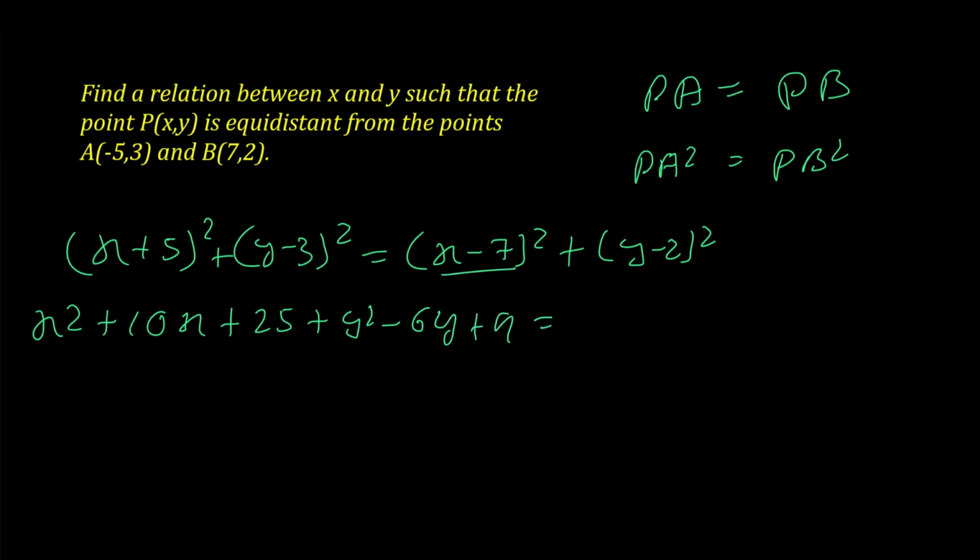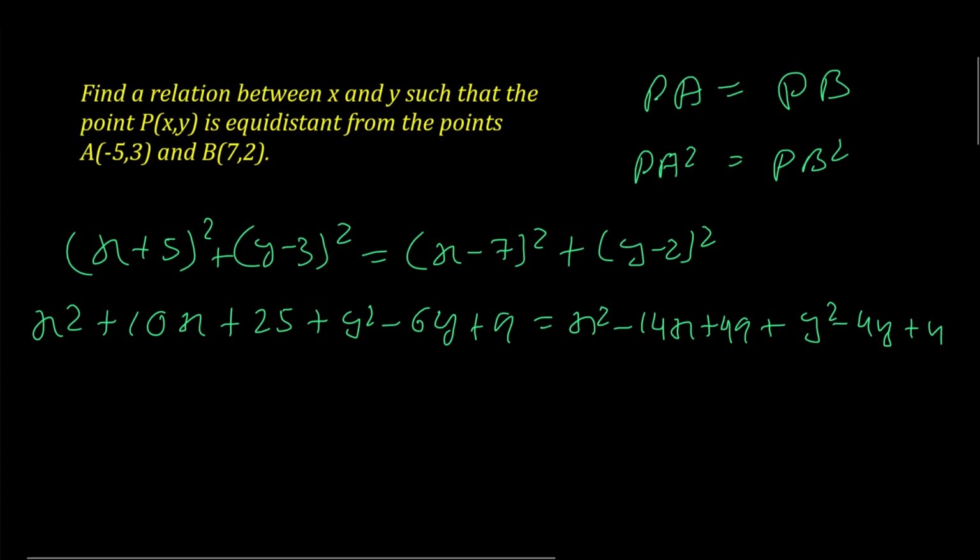On the right hand side, this is (x minus 7) whole square, so it is x square minus 2ab, which is minus 14x, plus 49. Then the expansion for this is going to be y square minus 4y plus 4. Now you can figure out that x square and x square get cancelled, and y square and y square get cancelled.